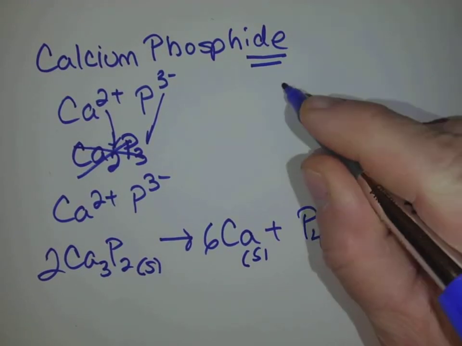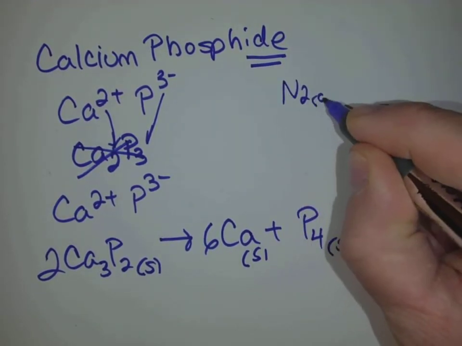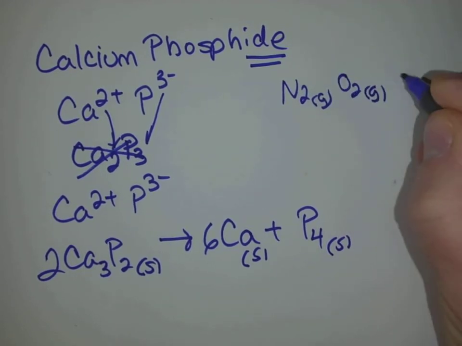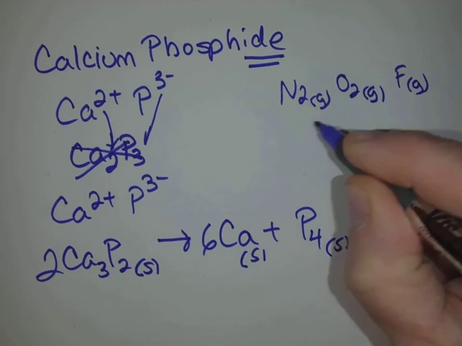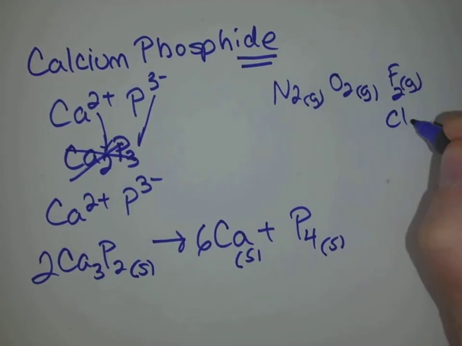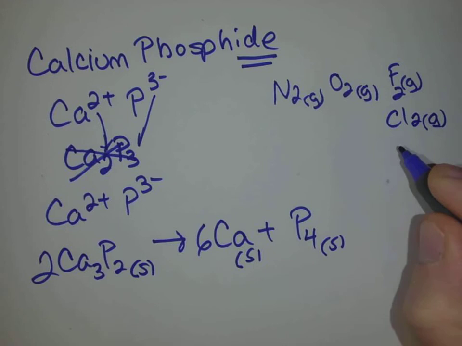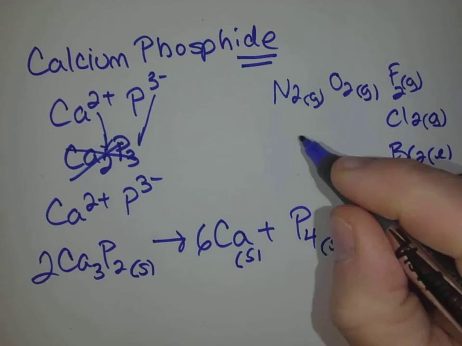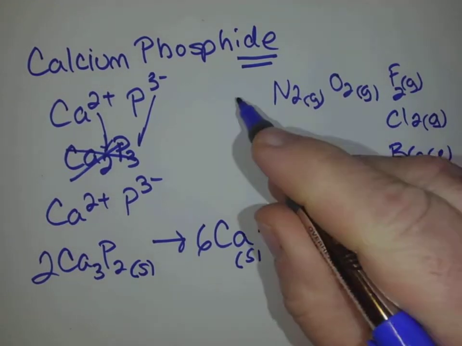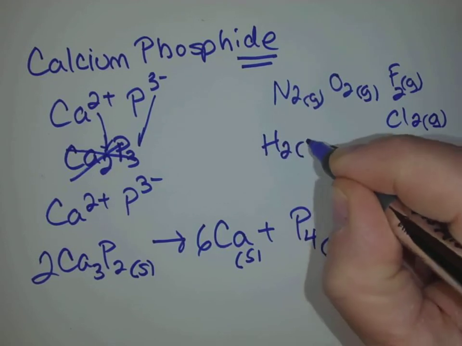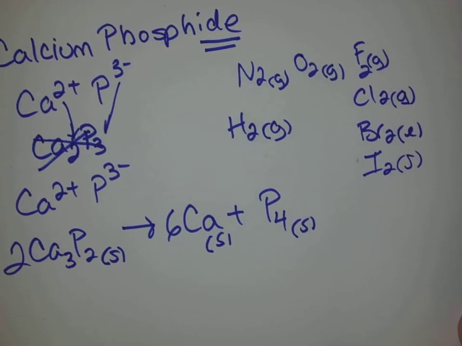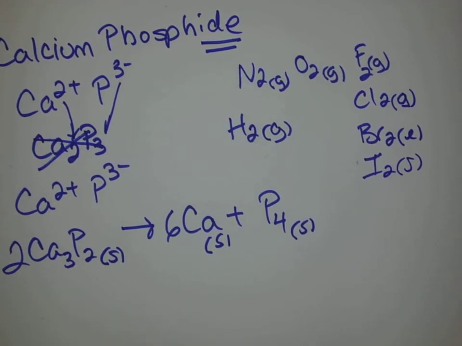Things that are gases: nitrogen's a gas, it's diatomic. Oxygen's a gas. Fluorine's a gas, again diatomic. Chlorine's a gas. Bromine is a liquid. And iodine is a solid. The only other gas you have to worry about is hydrogen. Obviously, the noble gases are gases, but they tend not to form compounds at all, so we don't have to worry about that.